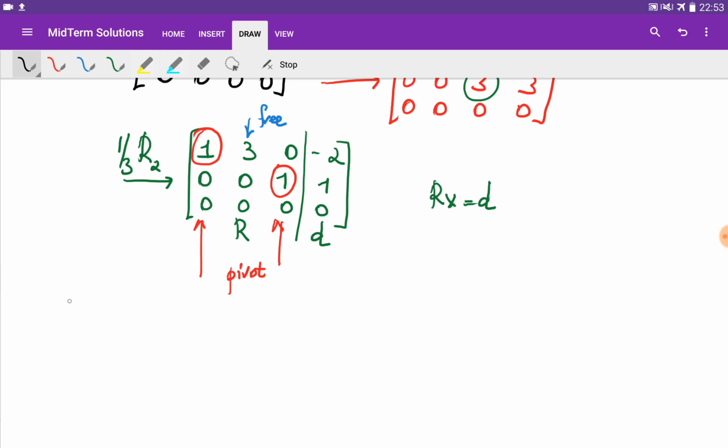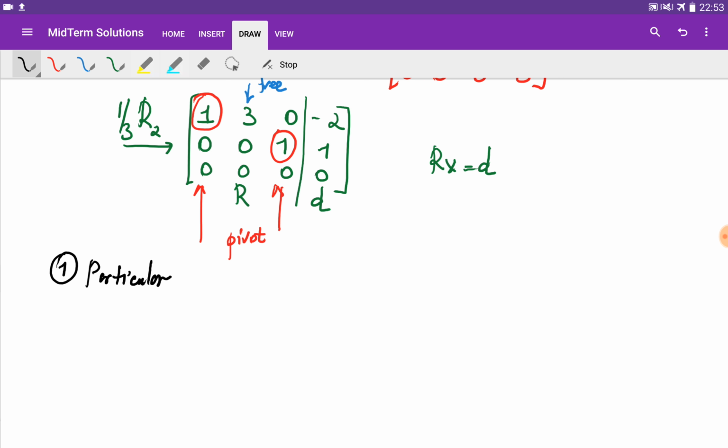In order to find this, first of all, we need to find the particular solution. So in order to do this, we set the free variable x2. So x2 is a free variable because the second column does not have a pivot. It's a free column. So we set the free variable to be equal to 0 and solve Rx is equal to d.